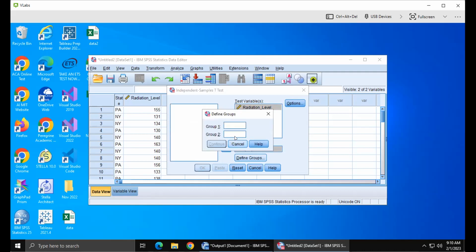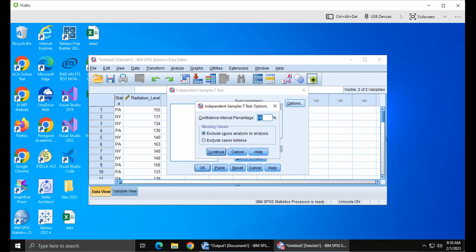We have to define the groups, PA and New York. It's important that your groups aren't too long. For example, SPSS doesn't work if you have a group that has a length of maybe like 5 to 20 characters. And you can adjust the confidence interval range if you desire, but we're not going to do that today.